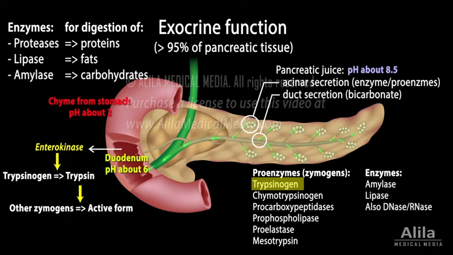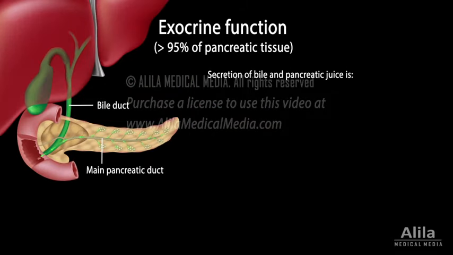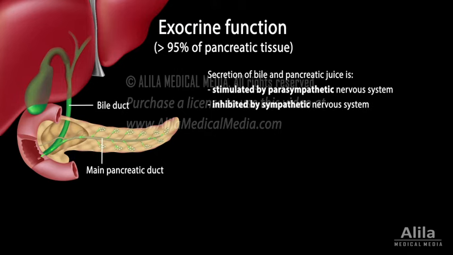Amylase and lipase are not chemically altered after secretion, but they only become active upon exposure to the more favorable pH of the intestine. Secretion of bile and pancreatic juice is stimulated by the parasympathetic arm and inhibited by the sympathetic arm of the autonomic nervous system. In addition, several hormones are involved in the control of secretion.